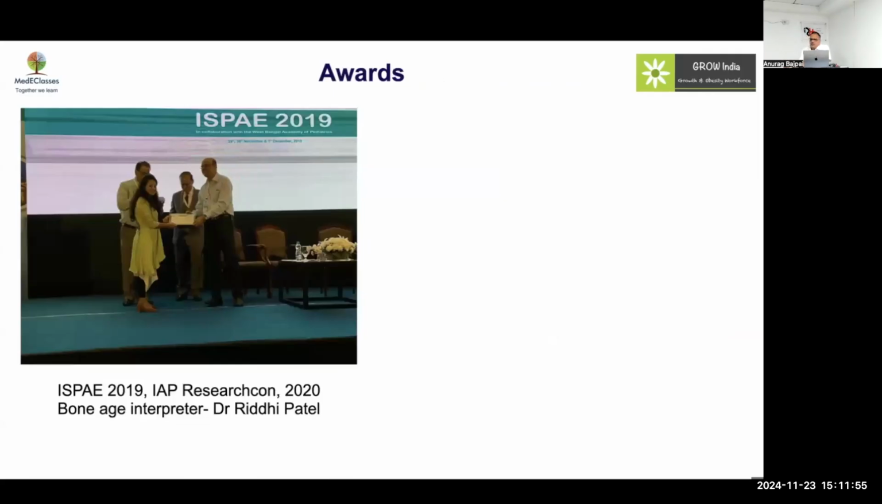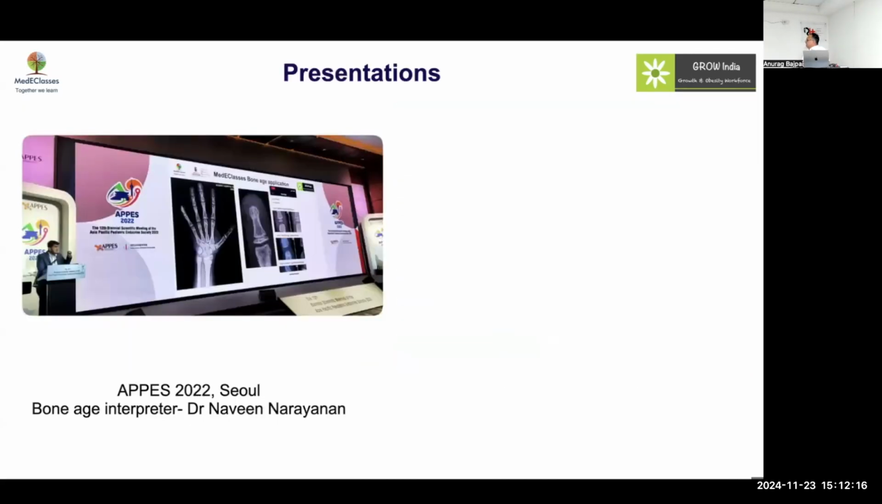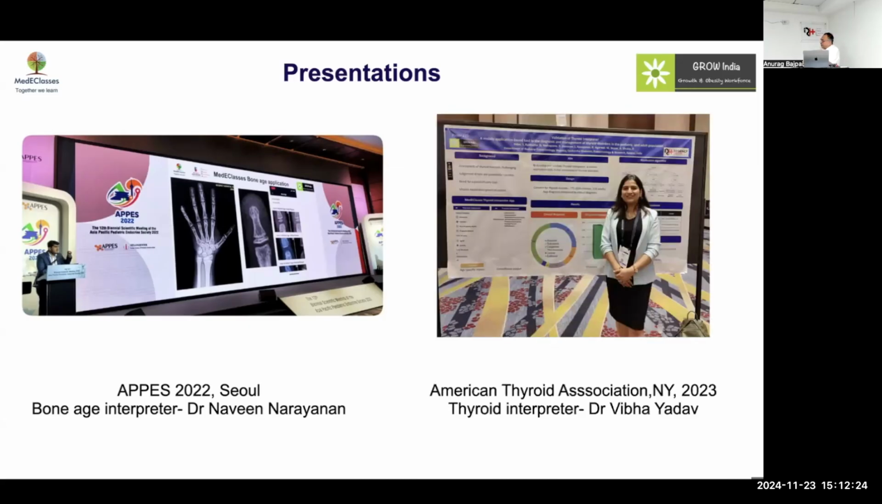So a lot of awards have been given. In 2019, we had the presentation on the bone age interpreter. Dr. Riddhi presented that and won 2 awards, one from the IAP Research Conference and one from the Indian Society of Pediatric Endocrinology in 2019. Dr. Sayan won the award at the West Bengal IAP in 2022 regarding the puberty interpreter. Then we had a good presentation on bone age, the novel tool, by Dr. Naveen at the Asia Pacific Pediatric Endocrine Society conference in Seoul.